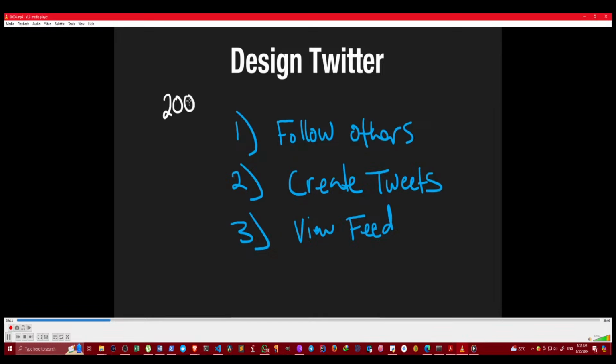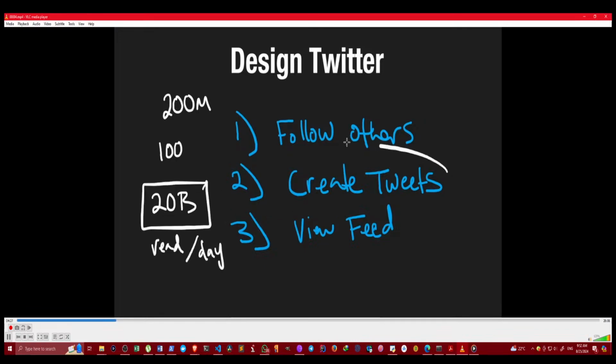Let's say of those 200 million daily active users, each of them will read about 100 tweets per day. So 200 million times 100, that's going to be 20 billion tweet reads per day. Now, what is the size of each tweet? If we have 140 characters, that's about 140 bytes.